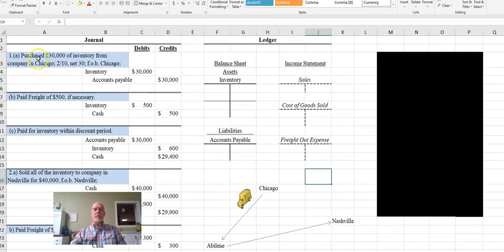We purchased $30,000 of inventory from a company in Chicago, 2/10 net 30, FOB Chicago. Debit inventory, credit accounts payable. Now I'll post that to the ledger. Inventory account, accounts payable, down here. So we're in Abilene.